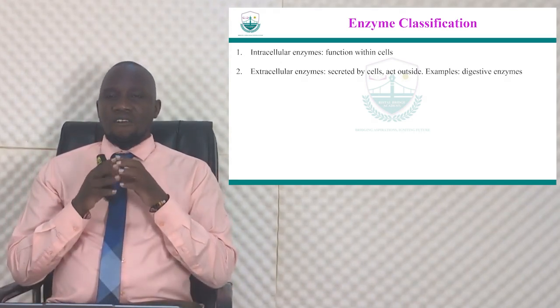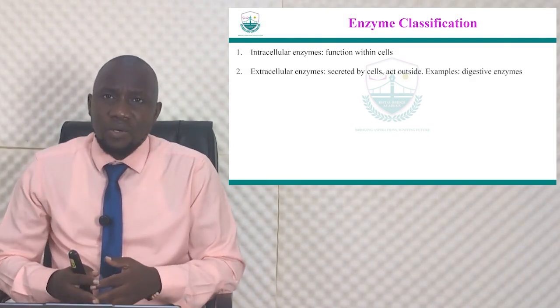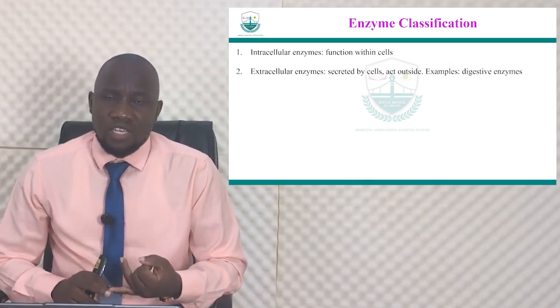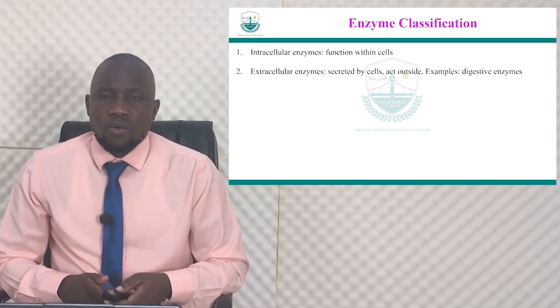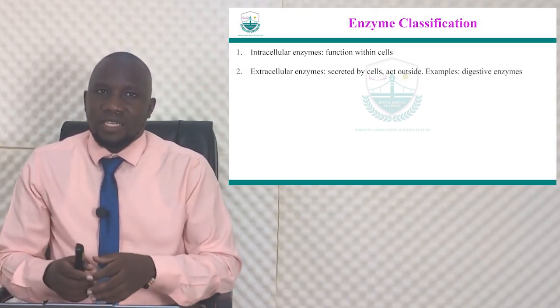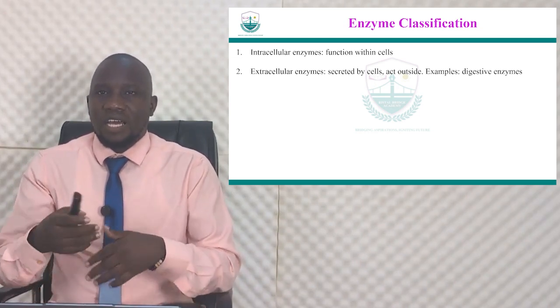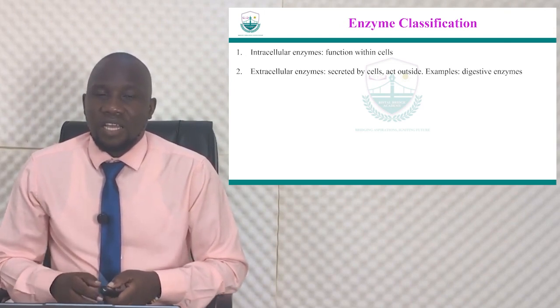Okay, so enzymes are very, very many. They catalyze a number of reactions, and we can categorize them according to where we find them, what they do, and then also according to their mechanism of action. So according to where we find them, we can say we have extracellular enzymes. These ones are found outside the cells. So usually they are secreted by cells and then act outside the cells. And the digestive enzymes actually are extracellular.